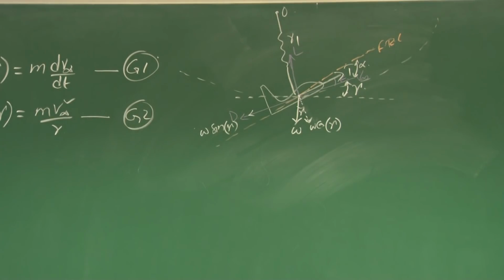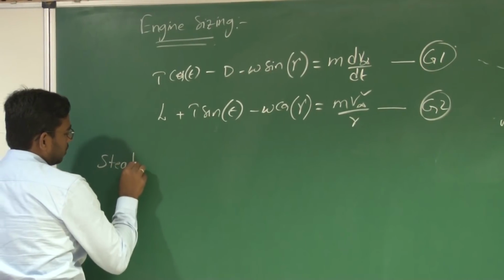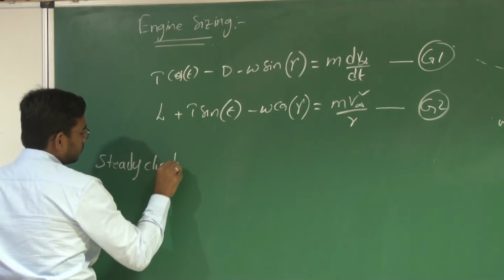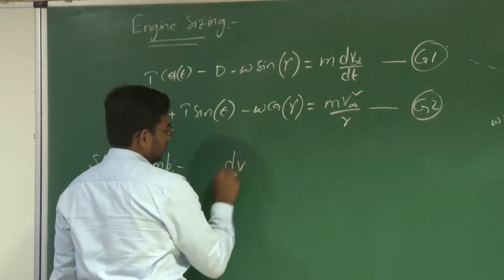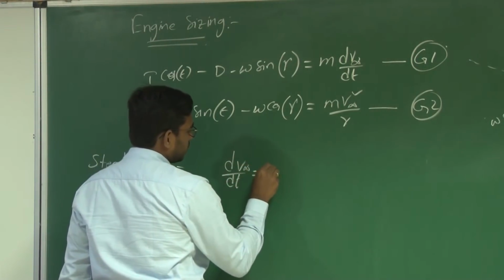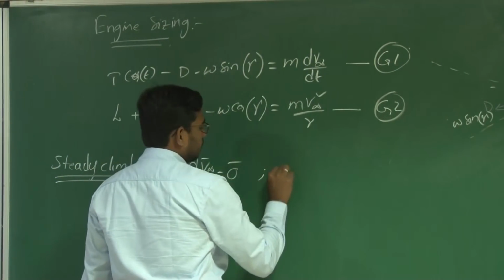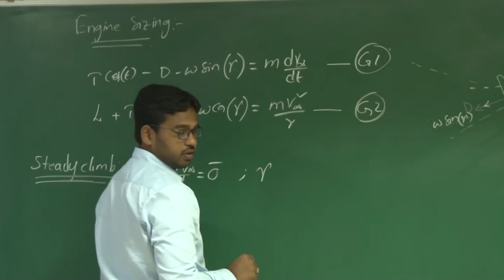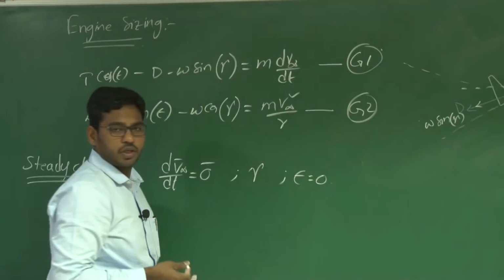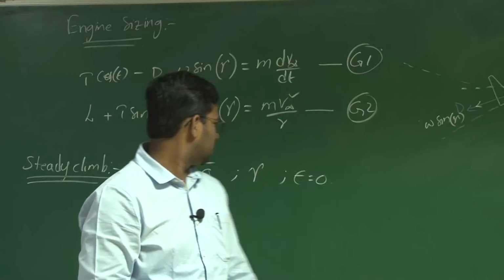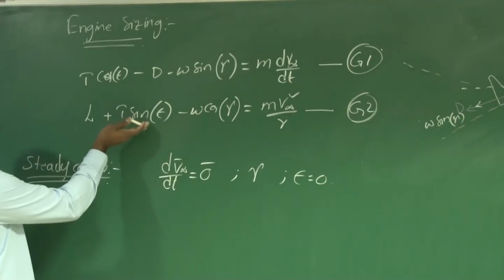Now let us look at a steady climb. As the name indicates, it is steady, where the acceleration is 0, and you have gamma since it is climbing, and further assume that epsilon is 0. You might have already done this during your performance course, right. So let us look at the corresponding power requirement with the help of these equations.